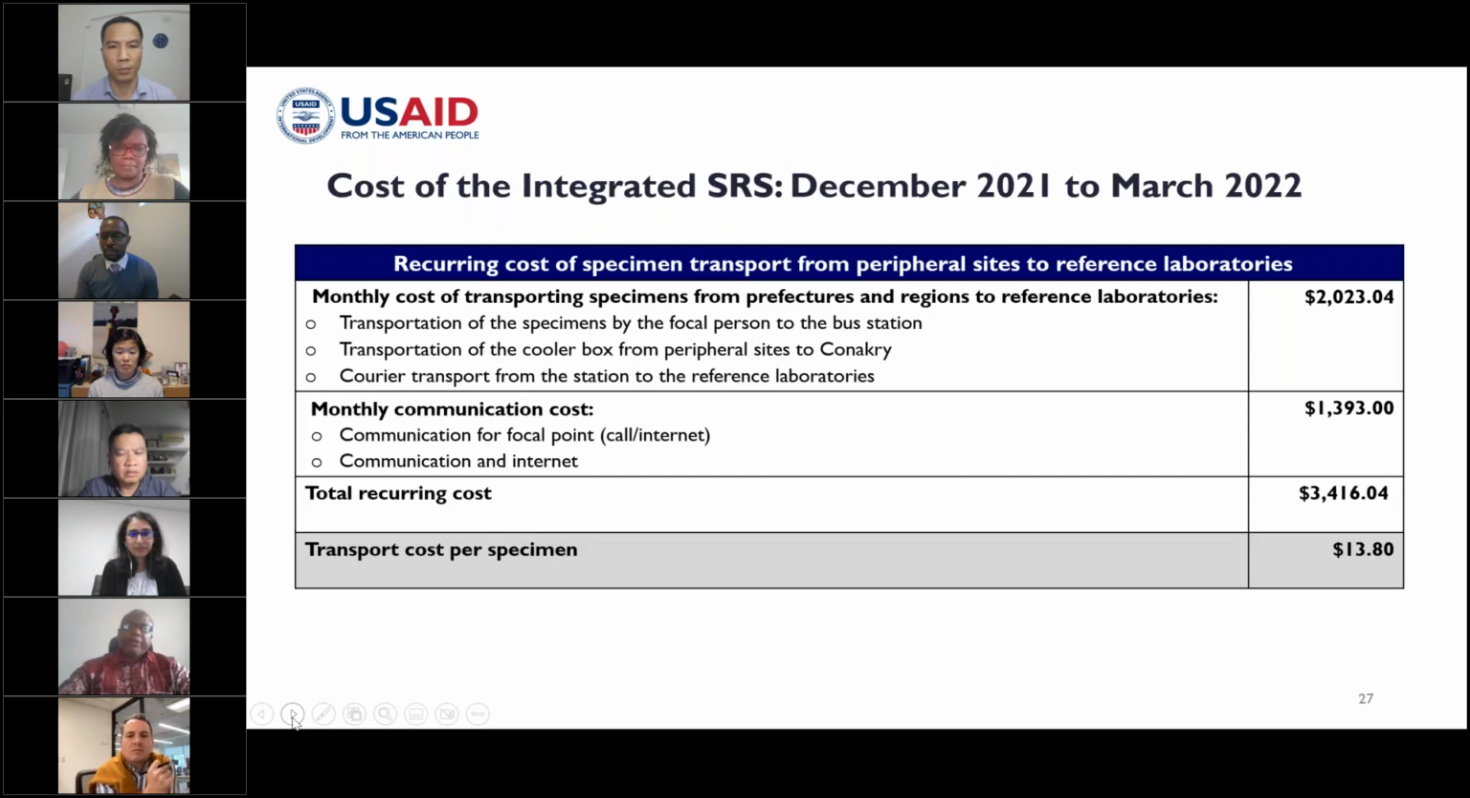So what we found after the pilot phase is that the cost per sample transported went down from $58 to $13.8. And that $13.8 included all the recurrent costs, which was the monthly cost of transported specimens and the monthly communication costs that were given to the focal person. Next slide.